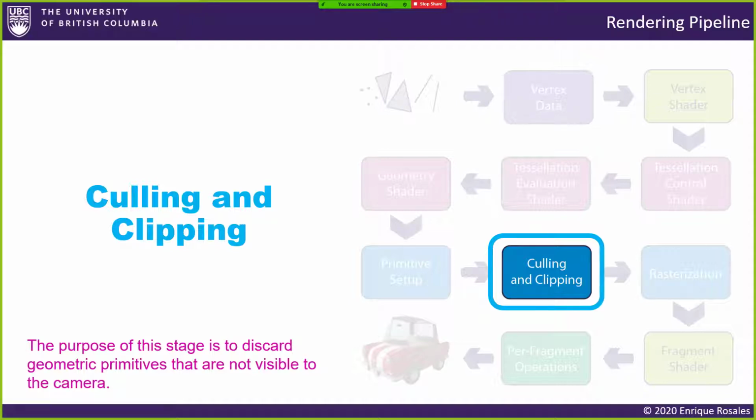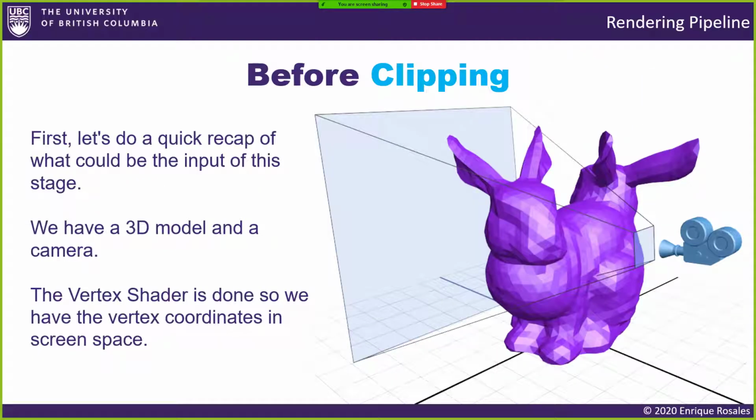It's divided in two sub-stages, culling and clipping. Clipping is always there, but culling is optional, okay? So I will explain first what clipping is. But before explaining what clipping is, let's first understand what the input for clipping is. So before clipping, let's imagine this.